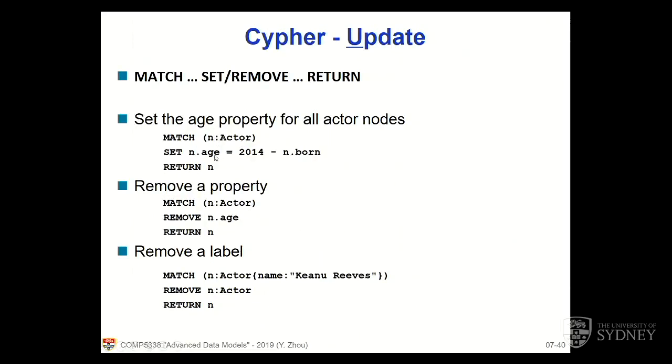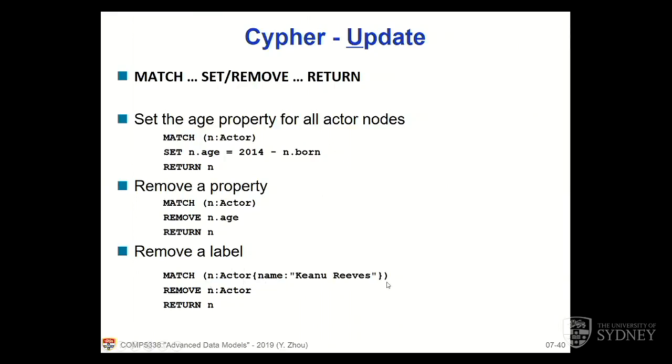So that's the set can be used to update the existing one or add a new property. And to remove one is like this. Again, we match something, we remove age, and then we return this. Or if we want to remove a label, yeah, it's possible.